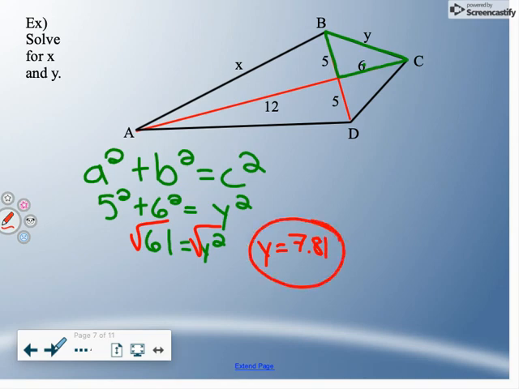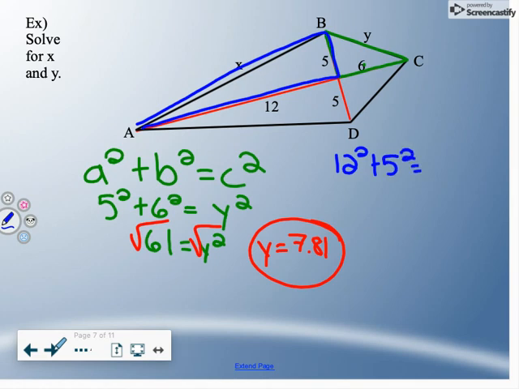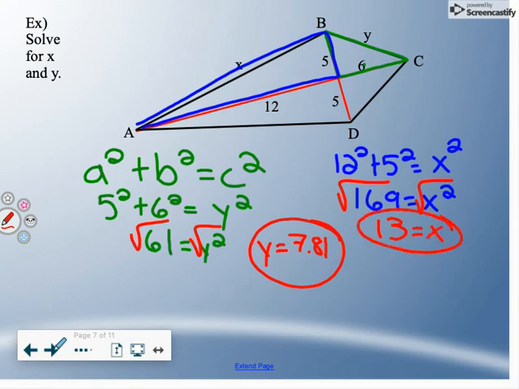7.8. Now we're going to do the same thing over here with this triangle: 12 squared plus 5 squared equals x squared. We get 169 is equal to x squared. And again, to counteract that, we got to take the square root of both sides. We end up getting a nice answer for this one of 13. So again, if we have to find a side, we can use the Pythagorean theorem.